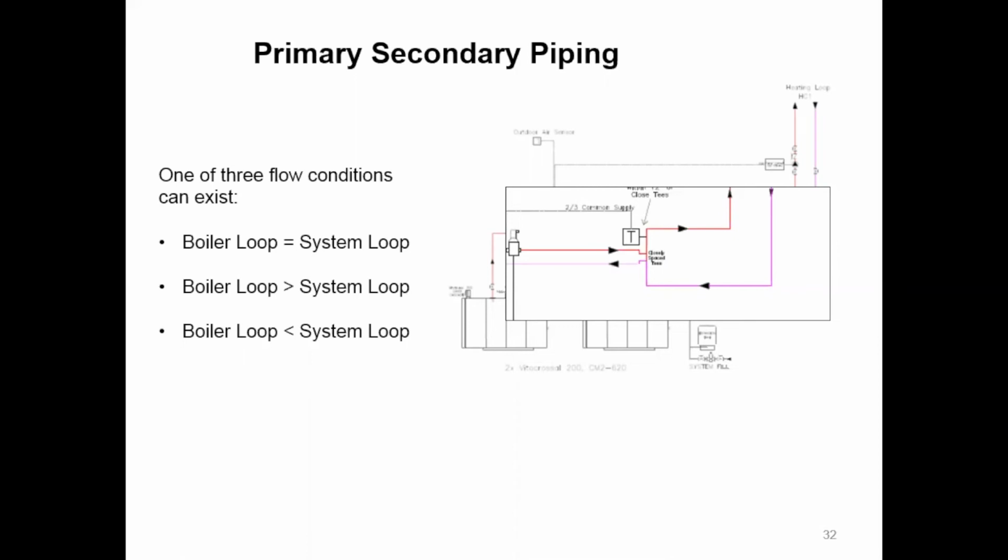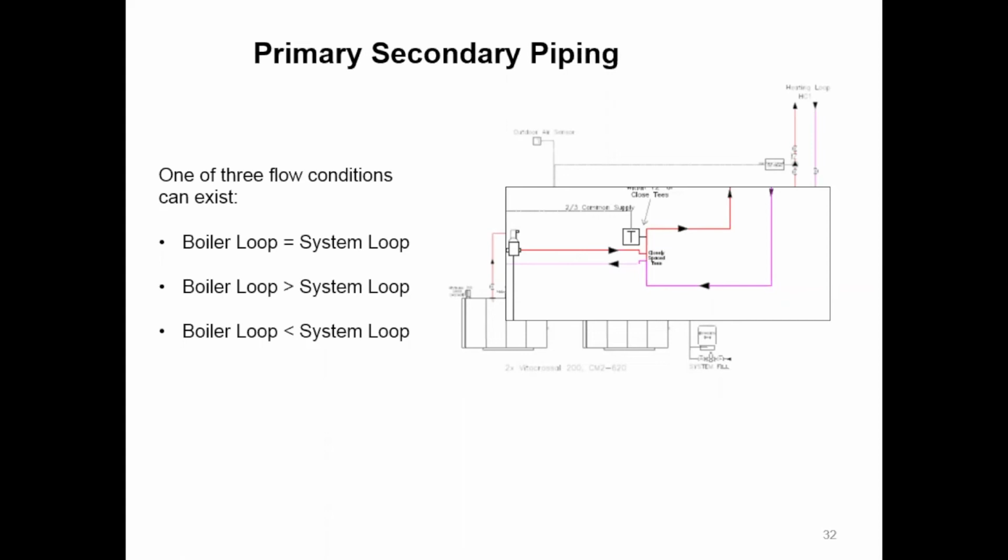Okay. Now, from an aspect of what we're discussing today, we're really looking at it from a return water temperature standpoint. Now, when I do a primary, secondary installation, I can have 3 different balances between the boiler side and the system side. And we're talking about flows. The boiler loop flow can equal the system loop flow, the boiler loop flow can be greater than the system loop flow, or the boiler loop flow can be less than the system loop flow.